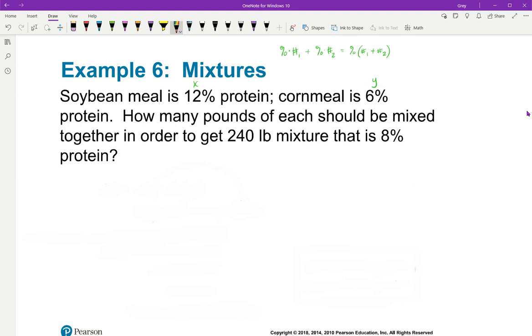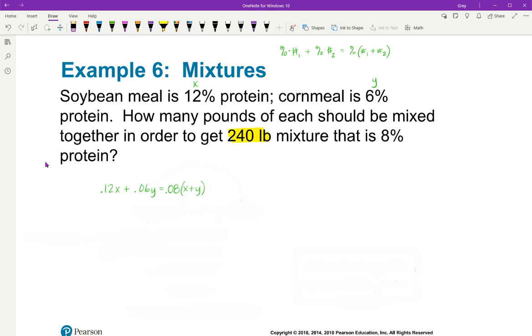Okay? So when I write my equation, I'm going to do my percent times my quantity. Well, that's going to be 0.12 times X, okay, as a percent. Cornmeal is going to be 0.06Y. That's my percent times my quantity. And then my percent in between, of course, is 8%, 0.08. And my quantity is X plus Y. Now, they did tell us here that they want to get a total of 240 pounds.